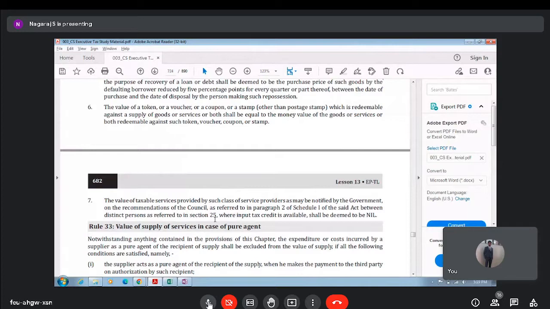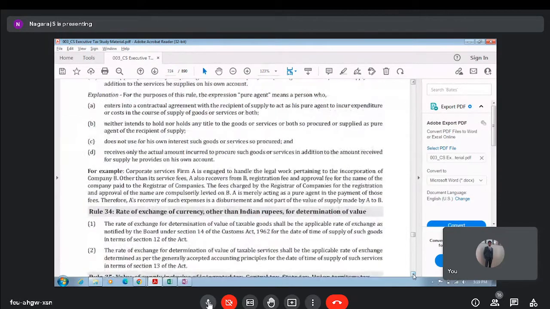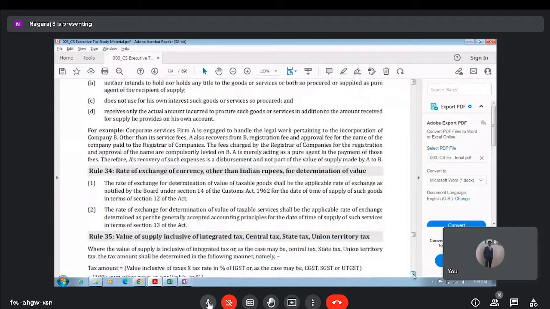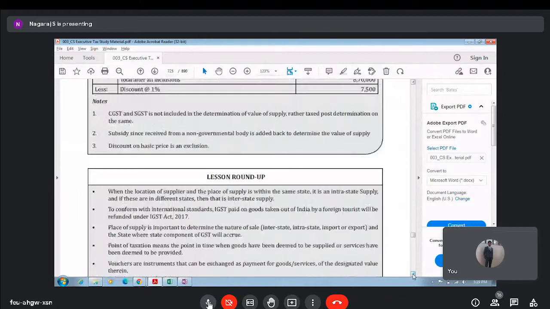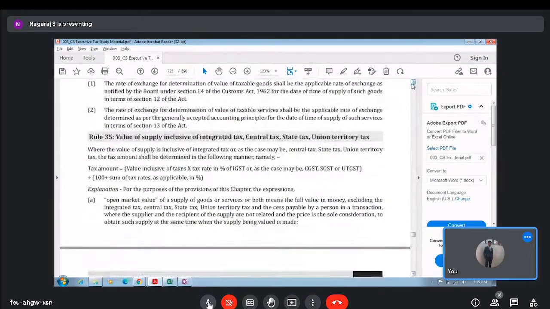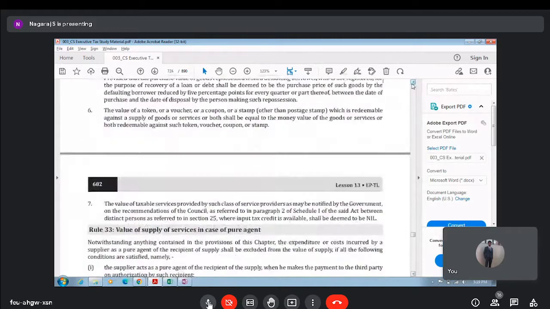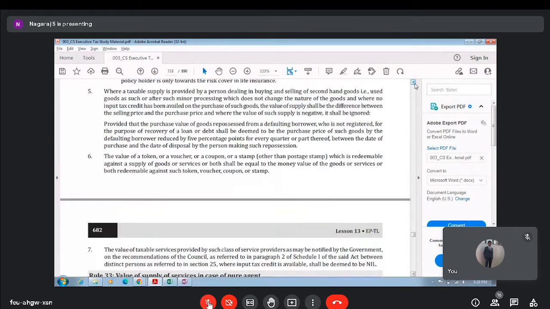Okay. Where is that lottery? See, 6 points, sir. You are talking about the coupon or lottery, right, sir? Yes, that is 6 points. Value of a token or a voucher or a coupon, point number 6. Not this one. This is the problem with your book.